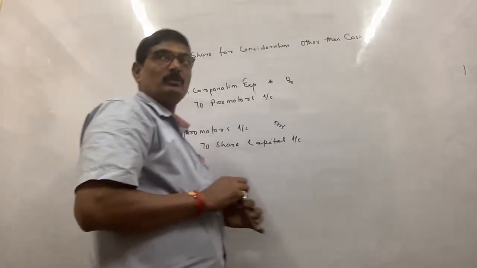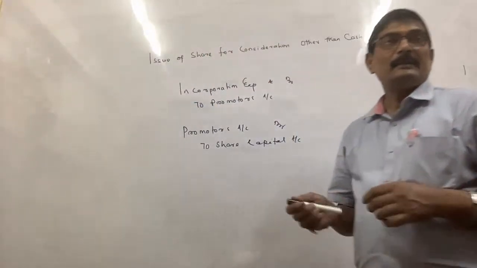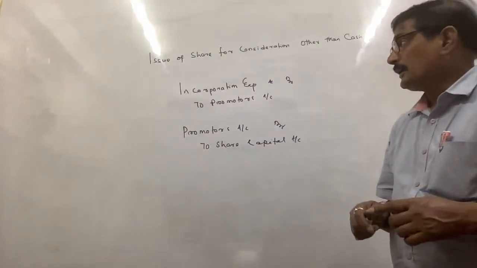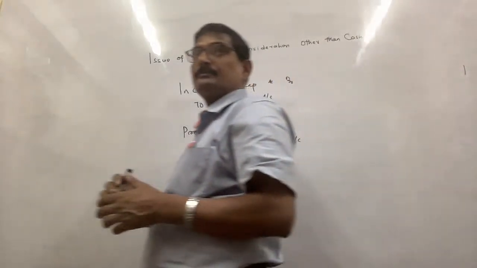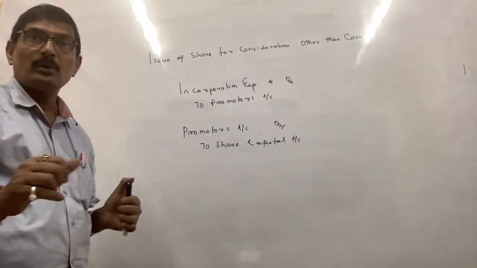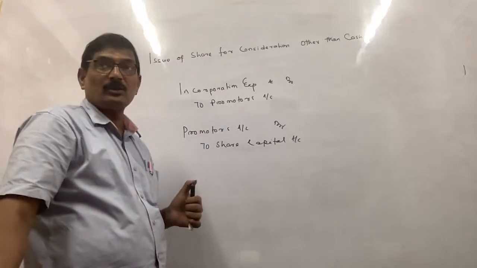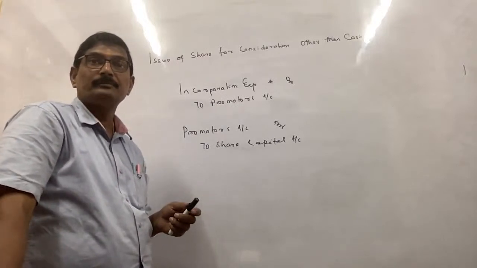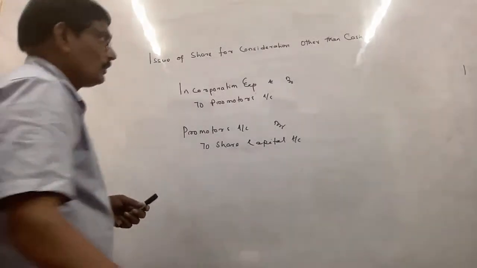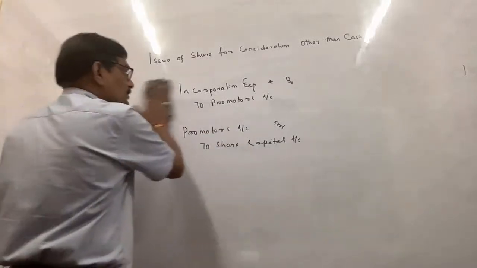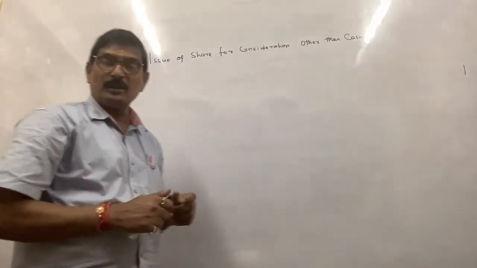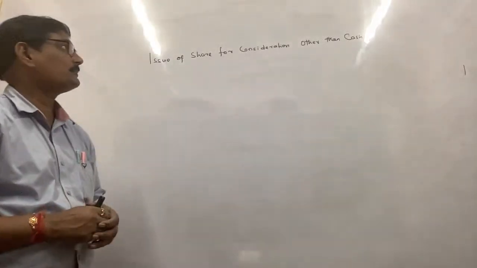The first one, issue of share to the promoters. Next one, issue of share to the underwriters. Underwriters means the brokers who undertake to sell our shares or securities or bonds, etc. So that we pay commission, and it may so happen that instead of paying the commission in cash, we issue some shares.